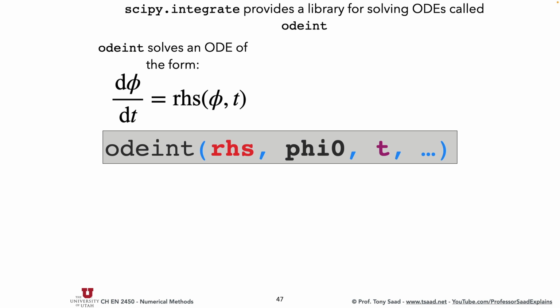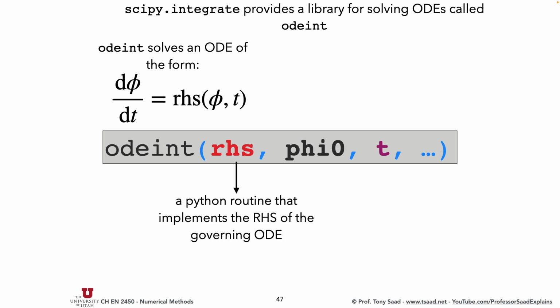odeint takes an arbitrary differential equation, an arbitrary first-order initial value problem of the form d phi by dt equals some right-hand side that's a function of phi and t. Phi is the dependent variable and t is the independent variable, or the time in this case. And it takes 3 arguments at a minimum to get started. So that's where I finished off the lecture last time.